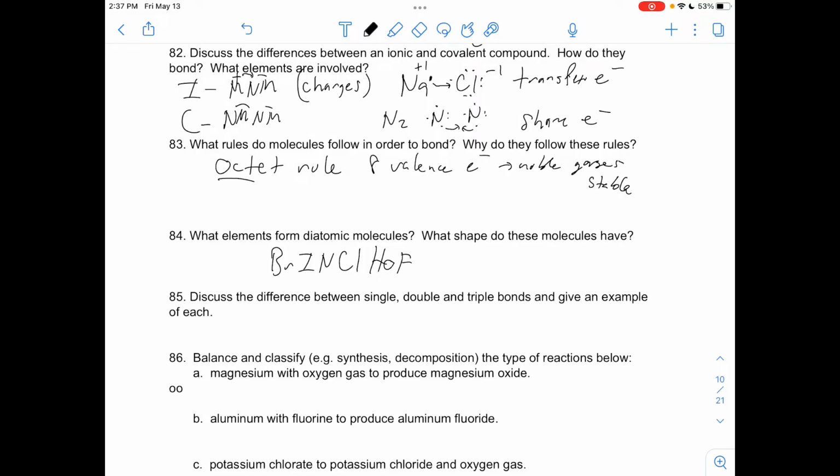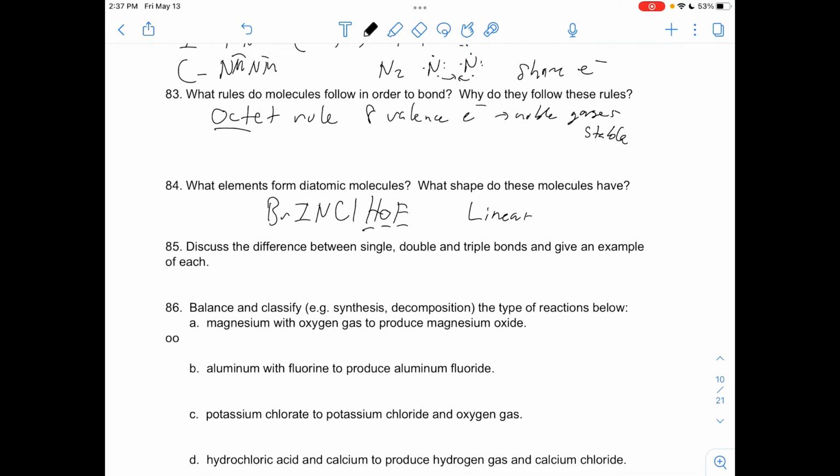What are the diatomic molecules? Brinkelhoff, kind of mentioned that earlier. So bromine, iodine, nitrogen, chlorine, hydrogen, oxygen, fluorine. These molecules will always be linear because there's only 2 of them. They're twinsy elements. Single, double, triple bond. Triple bonds are the strongest, and they're also the shortest in length.